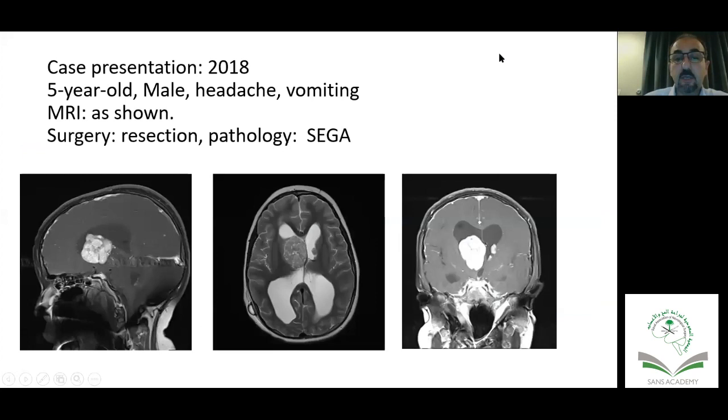This is a case of subependymal giant cell astrocytoma. They can be associated with tuberous sclerosis, but this child did not have tuberous sclerosis, and the intraventricular lesion came in with headache, vomiting, and it was resected. SEGA is grade 1, and if it's totally resected, that's a cure.